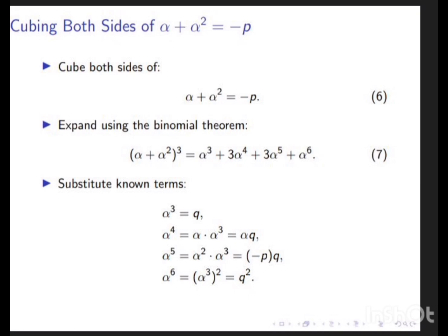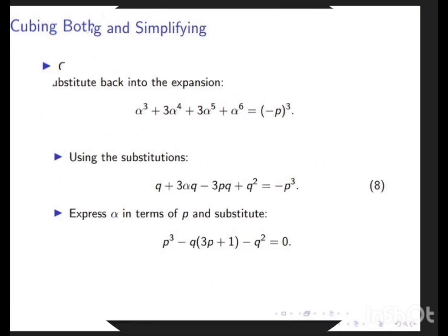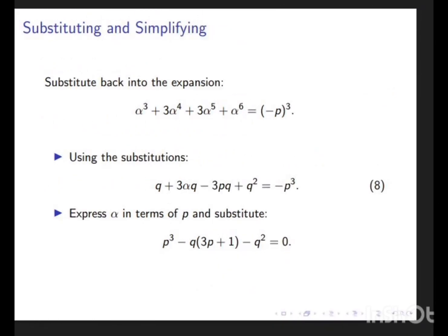So knowing all of these facts, we are going to substitute them back into the expansion that we have to get the proof that we want to prove. So by substituting all of the parameters that we have earlier, you notice that alpha raised to power 3 is q, alpha raised to power 4 is alpha q, alpha raised to power 5 is minus pq, and alpha raised to power 6 is q squared. So we made p raised to power 3 the subject of the formula, and we arrive at the final solution.